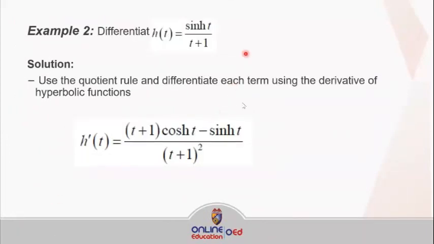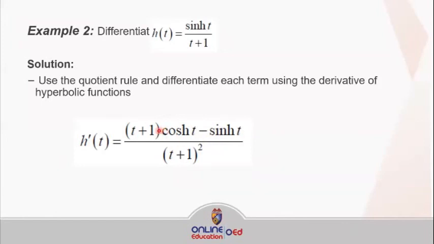Okay, next natin na problem. For the next problem, application naman ng quotient rule. Sabi natin, differentiate h of t is equal to sinh t over t plus 1. So ito yung sinh t natin is yung u natin. And for the v is yung t plus 1. And for the formula again, for the quotient rule, we need v multiplied by the derivative ng u, tapos kunin natin minus dun sa u natin and yung derivative ng v natin, all over v squared.